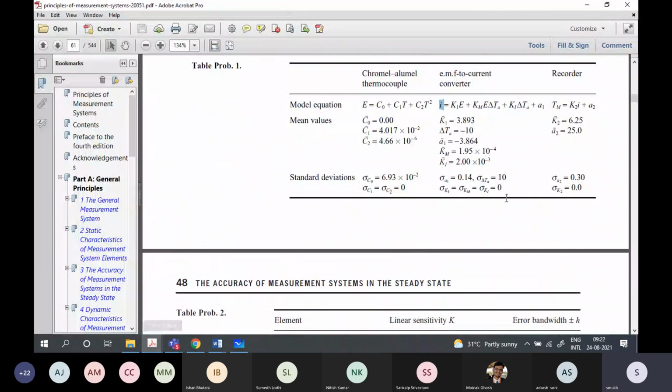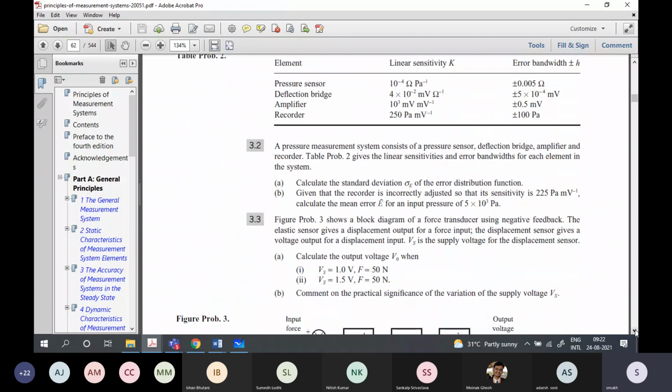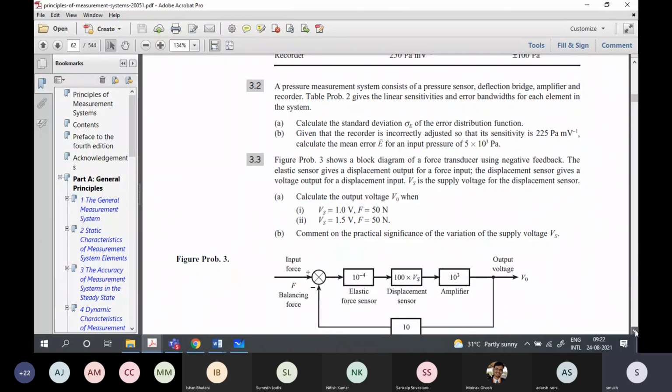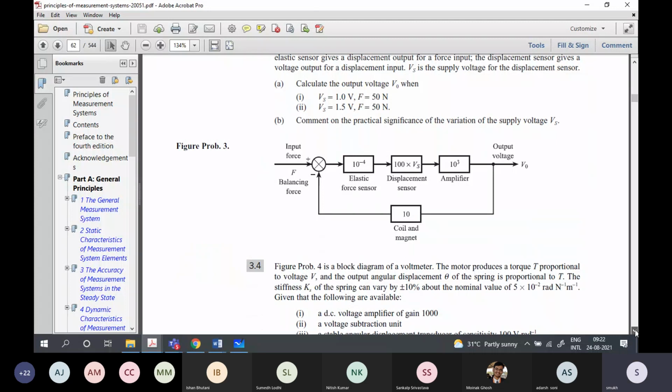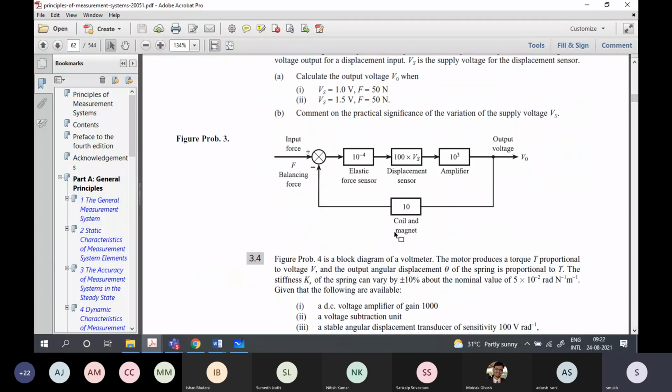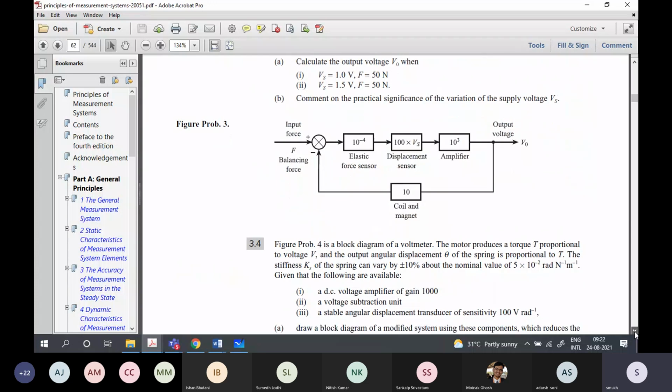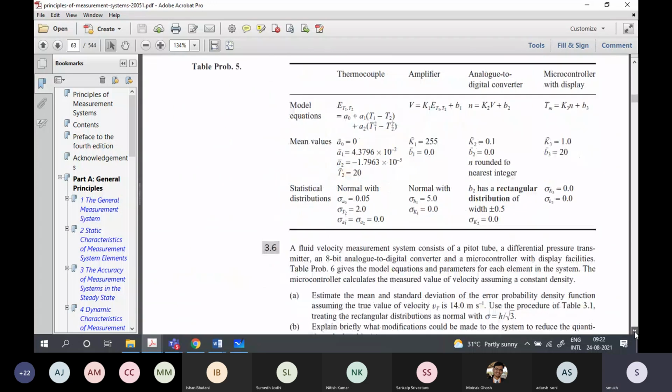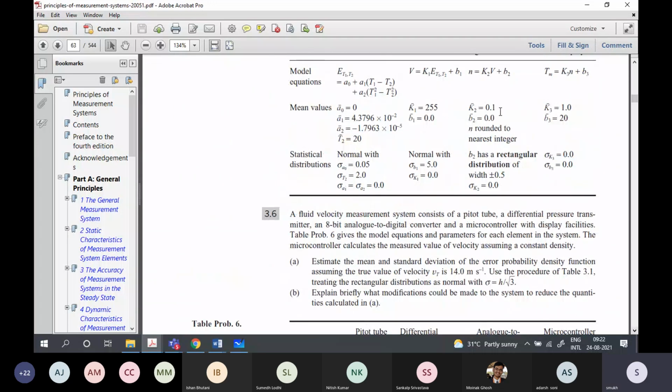So I wanted to show you. So this is the thing that we wanted to see. There are some other problems given as well. This is a force balance, that closed loop sensor for error reduction. But I wanted to show a similar one.